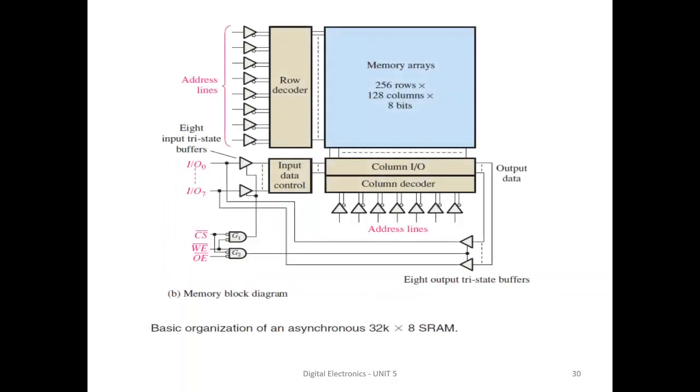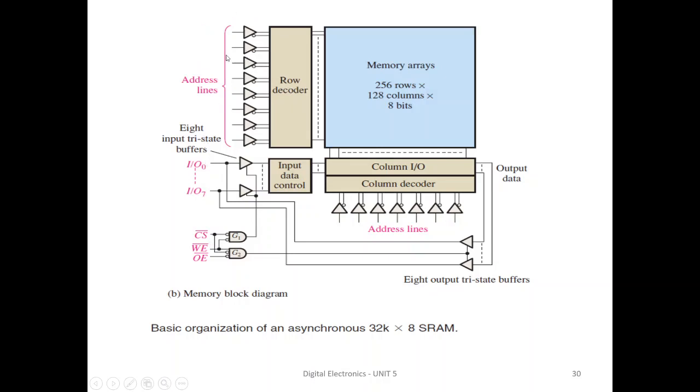So the basic organization of memory is this block diagram of your asynchronous RAM. Address lines will be there. Input and output lines will be there. Then the chip select. Since we are dealing with lots of chips, the chip select specifies which chip exactly we are going to deal with. So this is your tri-state buffers.